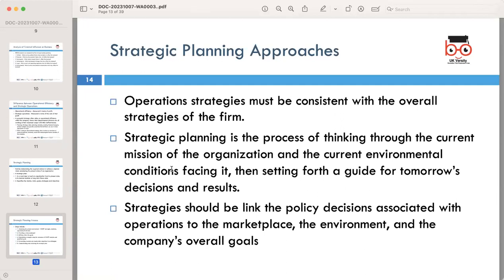So whatever your plan or strategies for the long term, they should link the policy decisions associated with operations to the marketplace, environment, and the company's overall long-term goals.